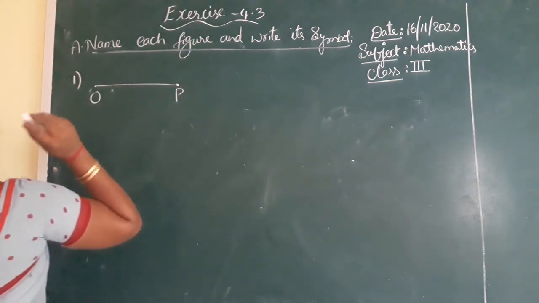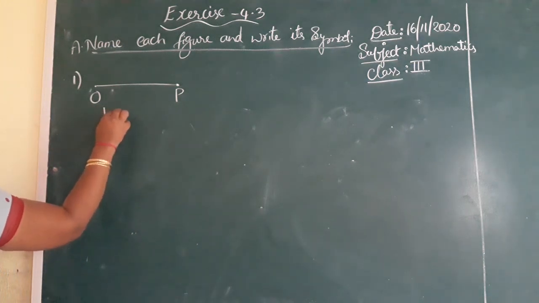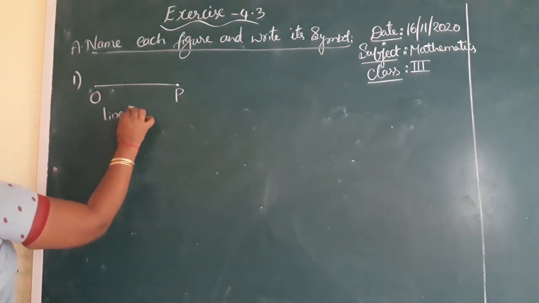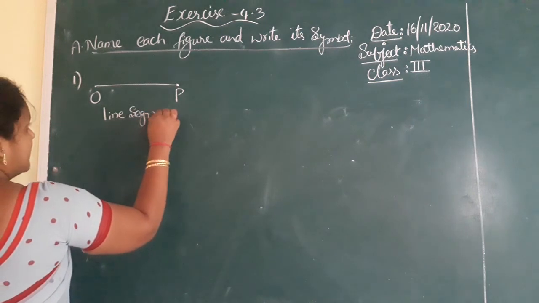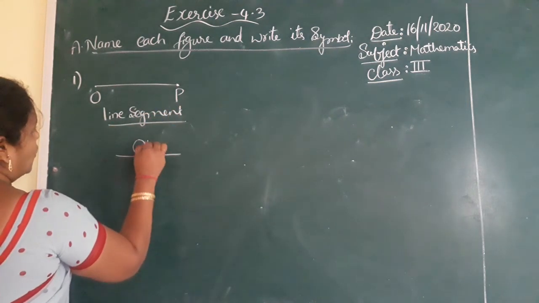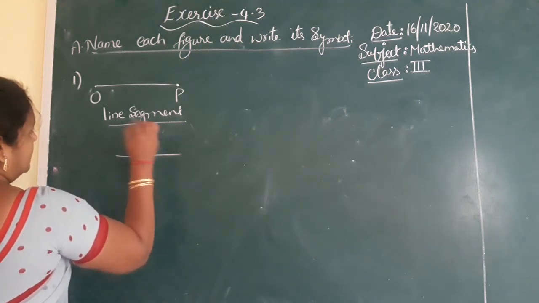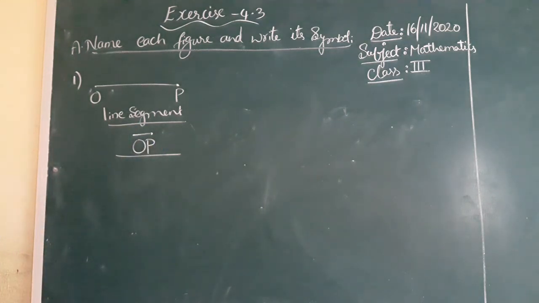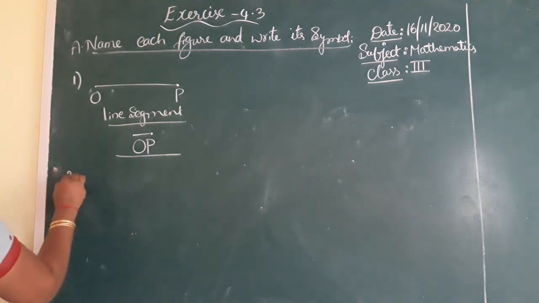OP. We call this as it has two endpoints. We call it a line segment. How can you show this? You can show it as OP with a small line segment symbol over it. Okay, like that we can show it. See the next one.